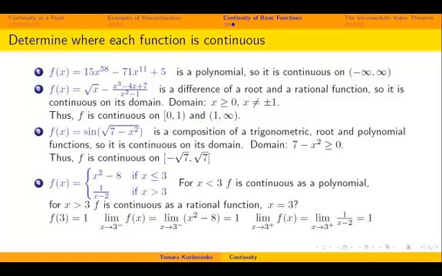So the left-hand limit equals the right-hand limit equals the value of f at 3. This means that f is continuous at x equals 3. Function f does not have any discontinuities, so it is continuous on the real line.